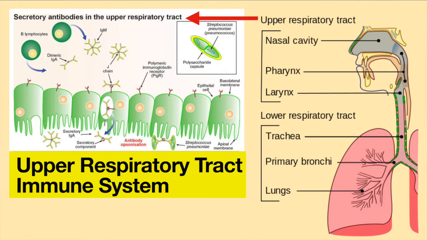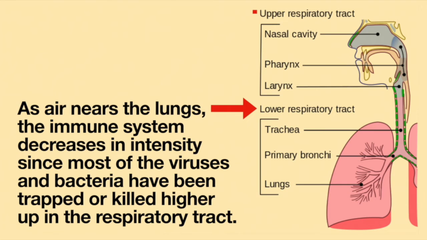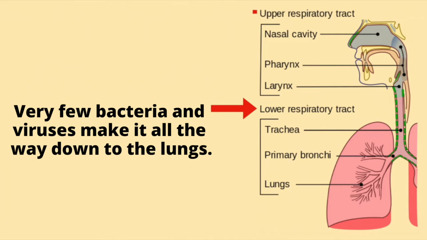Normally, bacteria and viruses are stopped via your immune system in your nose, mouth, and upper airways. As the air travels through the respiratory tract, there are many defense systems in place to stop bacteria and viruses. However, as the air enters the lungs, the immune system decreases in intensity since most of the viruses and bacteria have been trapped or killed higher up in the respiratory tract. Very few bacteria and viruses make it all the way down to the lungs. In a person with an intact respiratory tract, this setup works well.